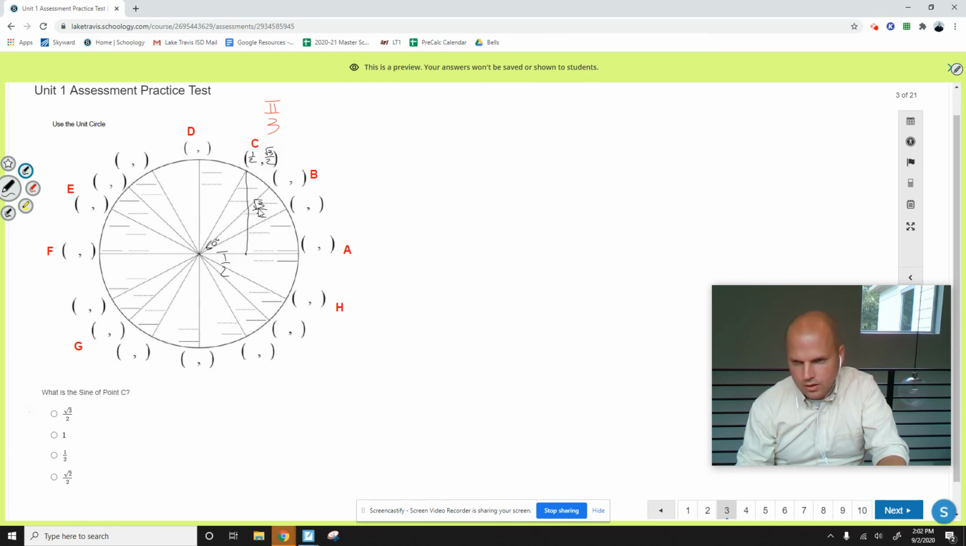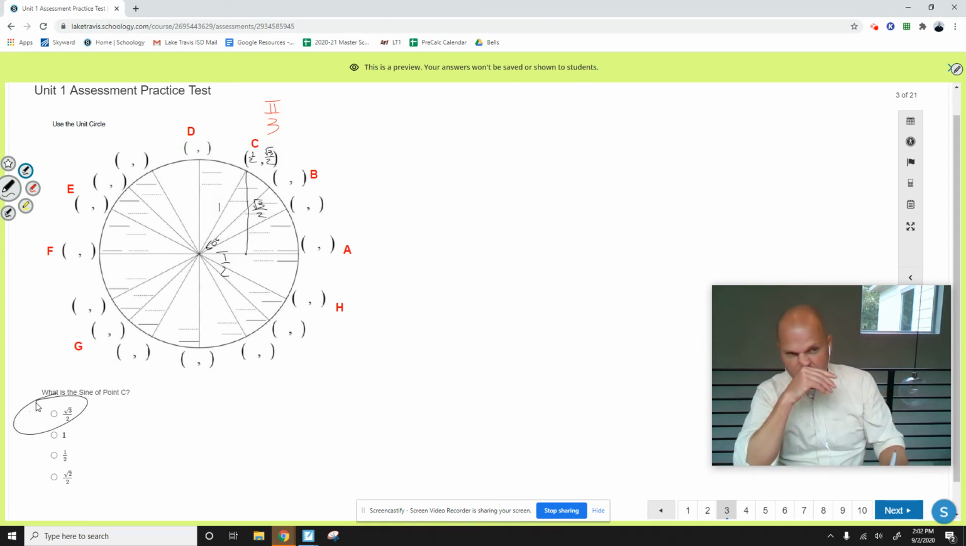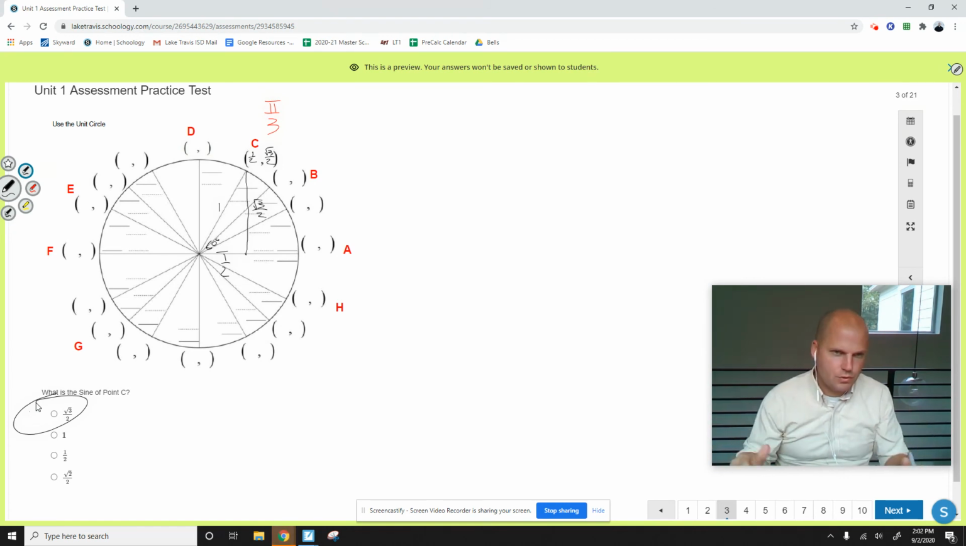Sine is the opposite over the hypotenuse. The opposite is always the vertical. It's always the y. The y, the vertical, the opposite is root 3 over 2. Okay? So the sine of pi over 3 is root 3 over 2.